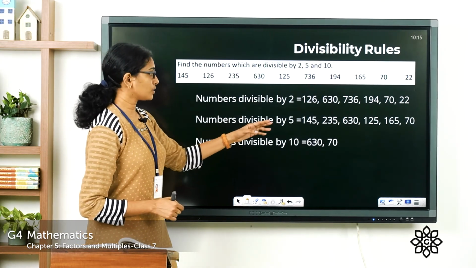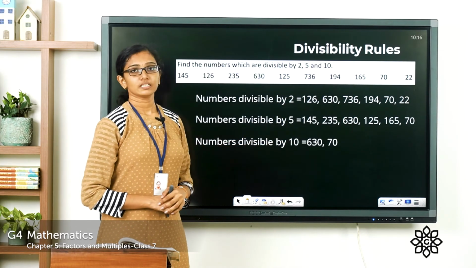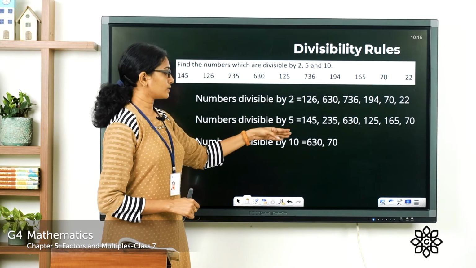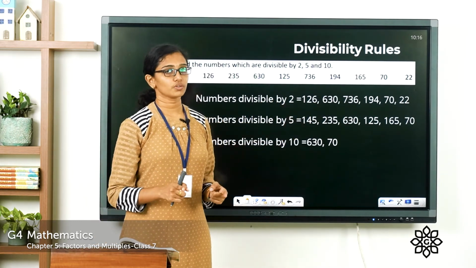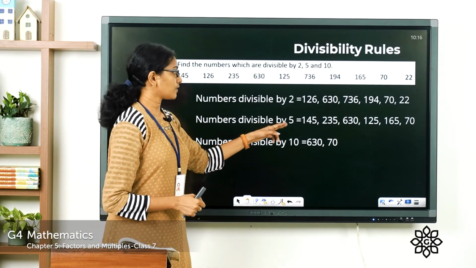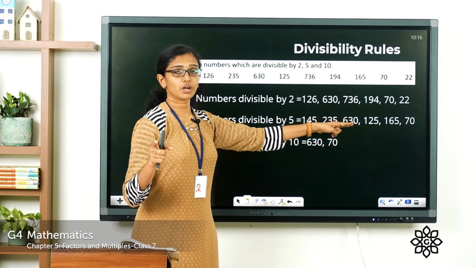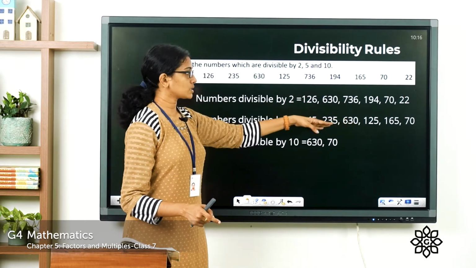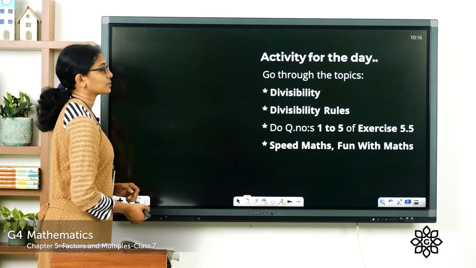You can see some numbers are divisible by both 2 and 5 and 10. Either 2 and 5 or 2 and 10. Why? Because if the number ends in either 0, 2, 4, 6 or 8, it will be divisible by 2. And for 5 also there are some numbers that end in 0. So those numbers will also be divisible by 2. So that's why we have some common numbers here. Now I hope you are clear with this and your answer was correct.